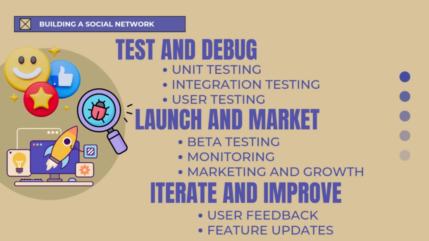Beta testing. Start with the beta version to test the platform in a controlled environment and gather feedback. Monitoring. Set up monitoring tools to track user activity, performance, and any issues that may arise. Marketing and growth. Promote your social network through targeted ads, partnerships, or influencer marketing. Offer incentives for early users to join, for example, exclusive content or features.